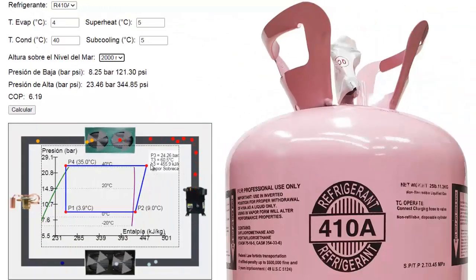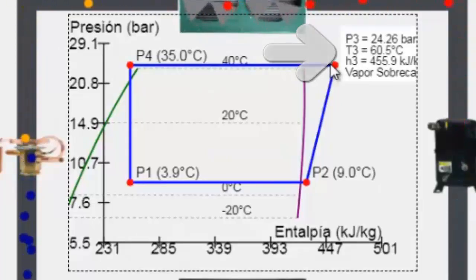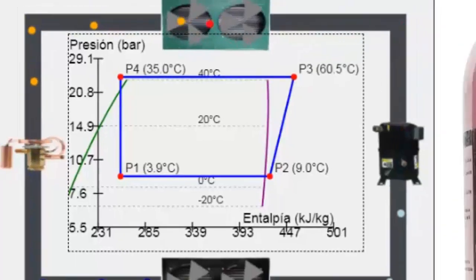11. In this section of the simulator, we can view the discharge temperature. This is the temperature of the refrigerant immediately at the outlet of the compressor.